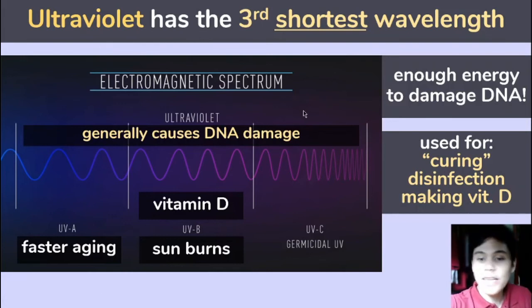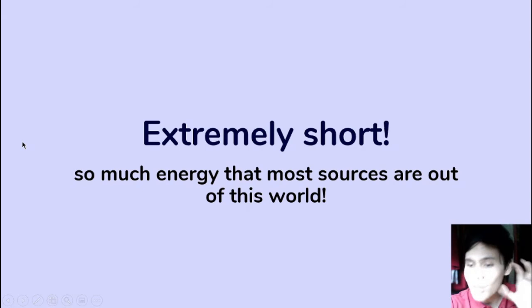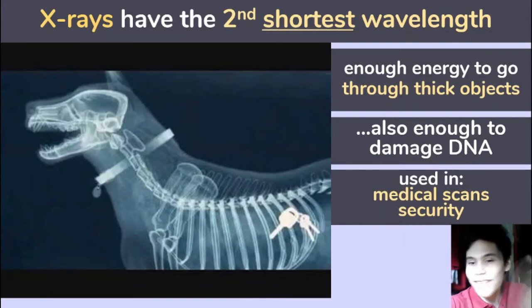So ultraviolet radiation: not always good, not always bad. Getting even shorter makes it more hazardous, but of course there are still uses for this type of energy. The second shortest wavelength and the second most energetic is the X-ray. X-rays have enough energy to go through thick objects. So instead of having long wavelengths, it has high enough energy to go through objects. That's why we use it to get X-ray images. They also have enough energy to damage DNA.